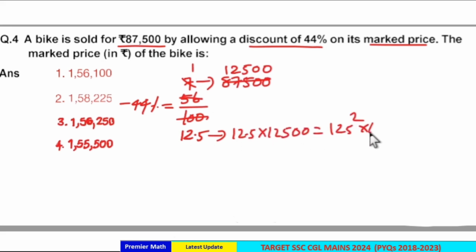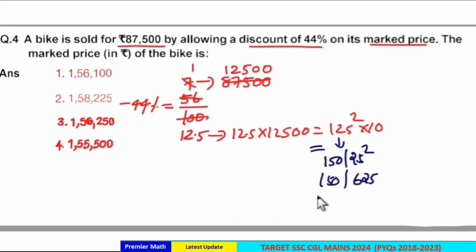to 125 square into 10. Now 125 square is in the form of 100 plus 25. So 100 is the base. Now take 25 square and write it in the RHS. Now 125 plus 25 is equal to 150. Write it in the LHS. Now 25 square is equal to 625.